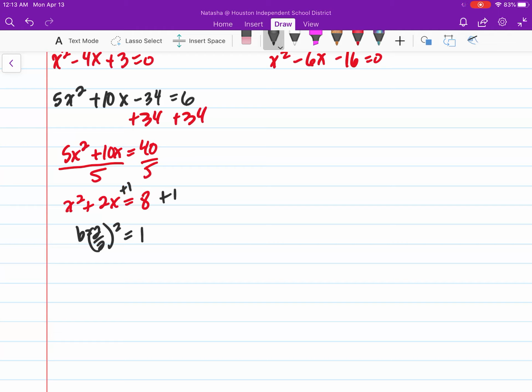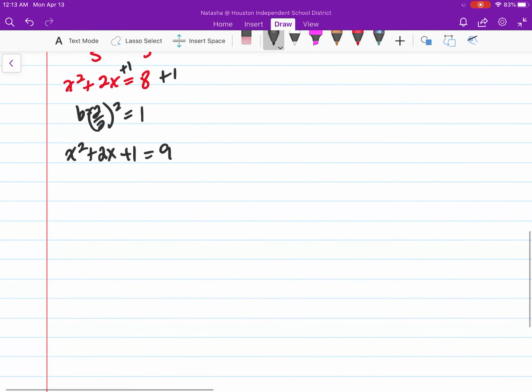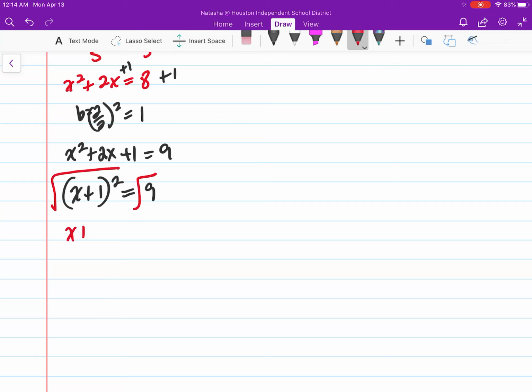All right. Now, our b term is equal to 2, so 2 divided by 2, square that, that's going to give me 1. So we're going to add 1 to both sides. So that's going to become x squared plus 2x plus 1, and that's going to be equal to 9. Oh, this one's turning out quite nice for us, it's not a fraction, so at least that's a big bonus. So that's going to give me x plus 1, squared, equal to 9. We're going to take the square root of both sides.